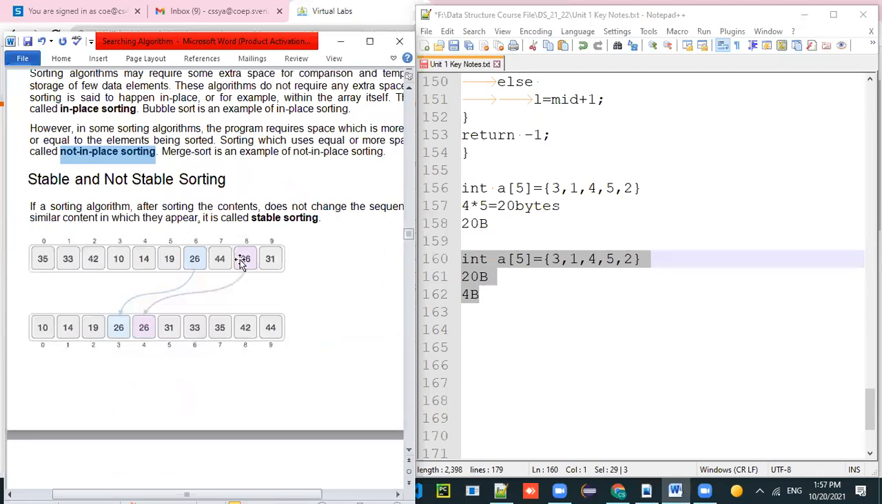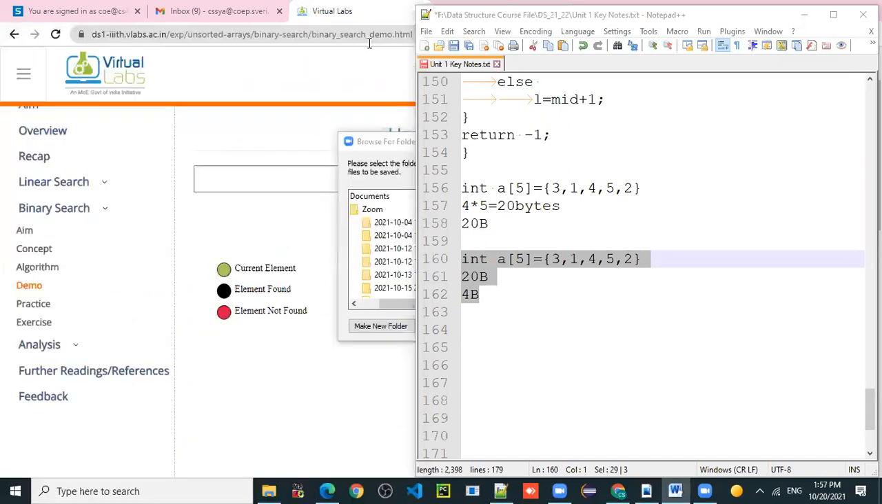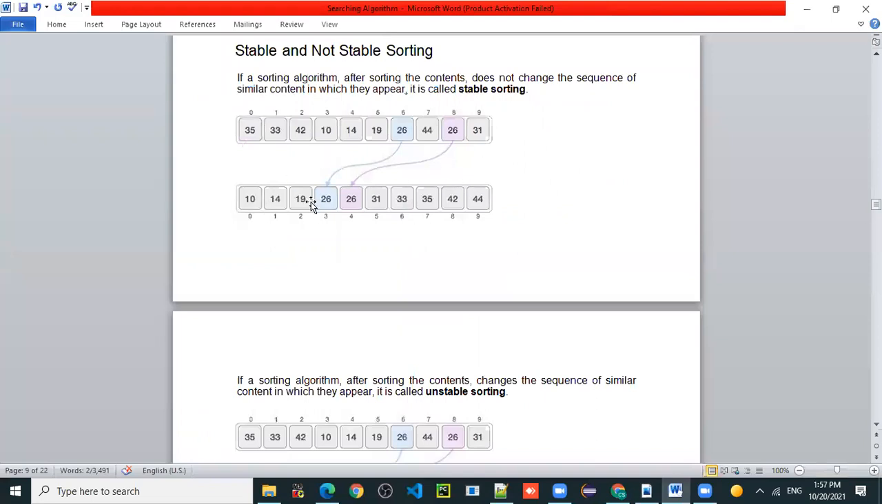Now the next one is stable and not stable. Just concentrate on these two lists. Is it visible to all? These two lists: 35, 33, 42, 10, 14, 19, 26. Again, there is one more duplicate element, 26, right? What is the index of the first 26?